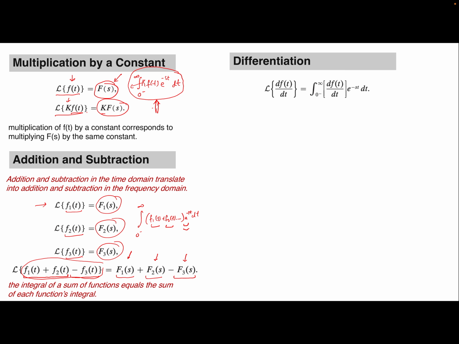Now you are taking the differentiation of a function f of t, and you want to find the Laplace transform of the derivative of f of t. So again, how it looks: you open up this integral from 0 negative to infinity, put the new function, let's call it g of t, where g of t is the derivative of f of t with respect to t, times e raised to power minus st dt.